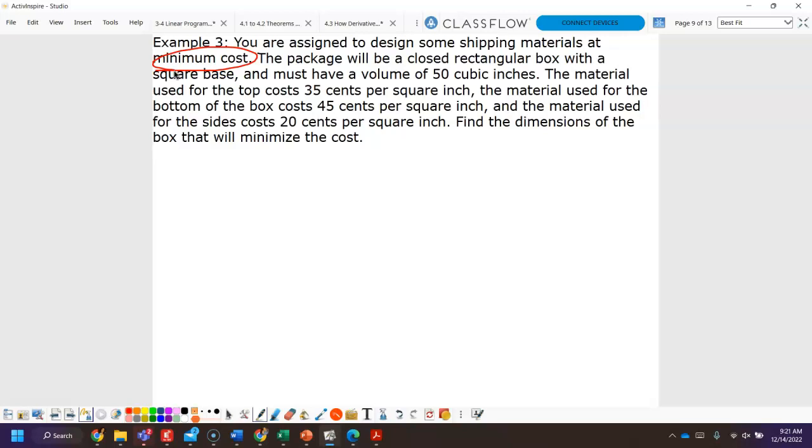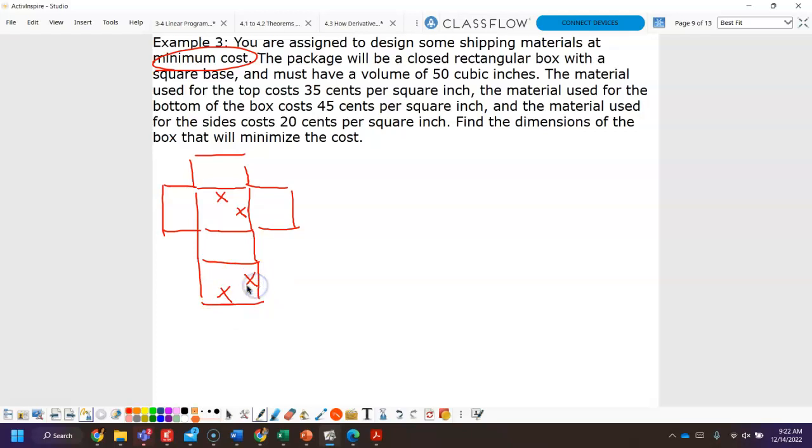The package is a closed box with a square base. So I have a square base and it's a box. So if you think about a box, it will have 4 sides. Then it also needs to have a lid. It's closed. So one of those sides will have a square attached to it that represents the base or the lid. So base, lid. And then those are all the sides.